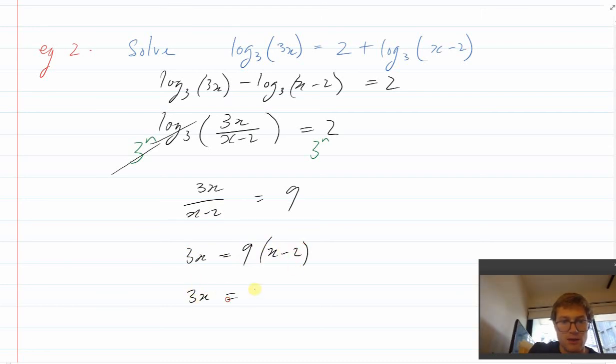So here we've got 3x equals 9x minus 18. Well, this is a simple equation. We've got 18 equals 6x, and you can see that x is therefore 3 in that particular example.